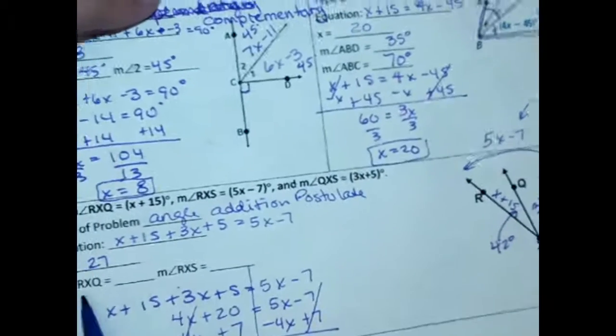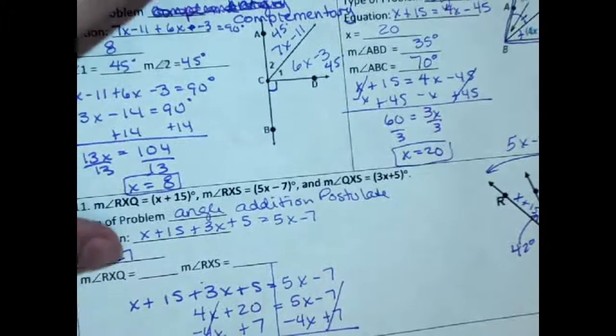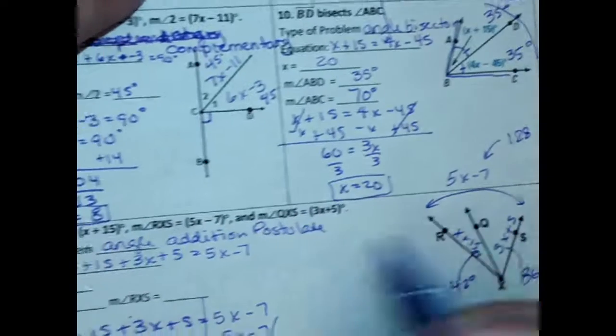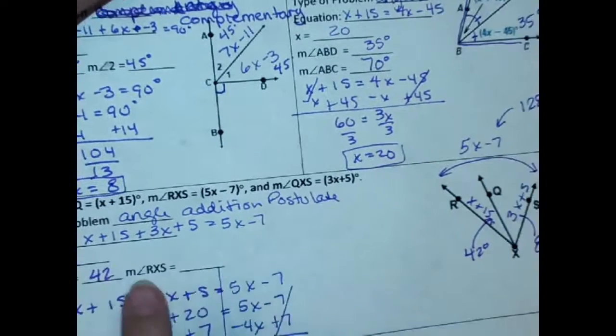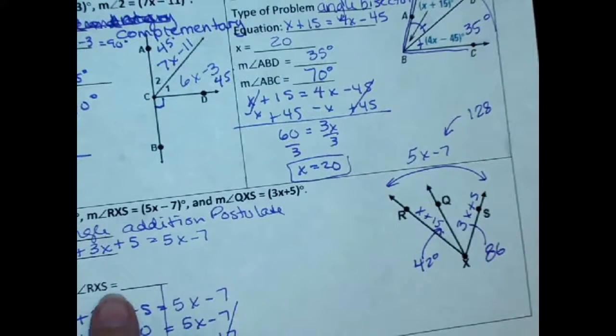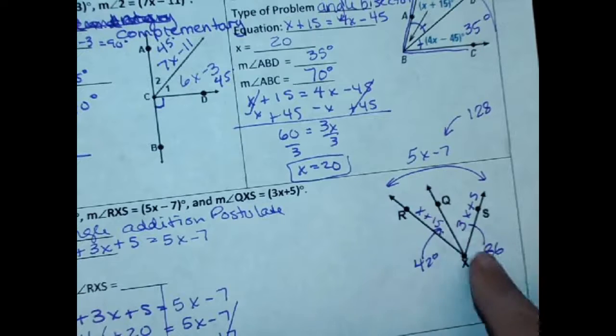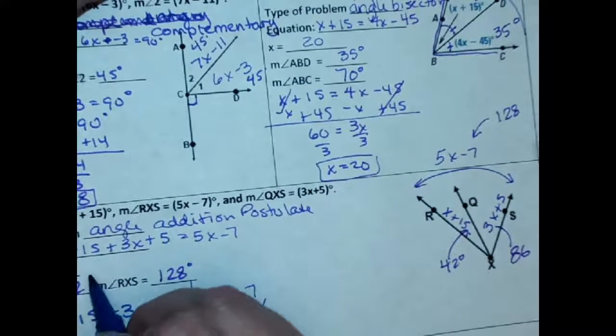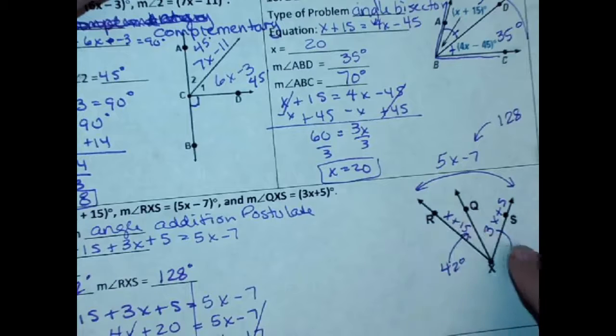Now I just need to finish filling in the blanks I was looking for. RXQ, oh that's this one on this side, that's 42. And then be careful which other one they're asking for, RXS. Oh, that's the big one, so that's the one that's 128. It's really important that you're figuring out which angle they're looking for and you get the right one.